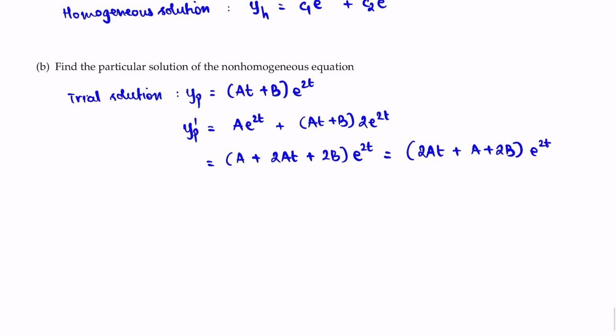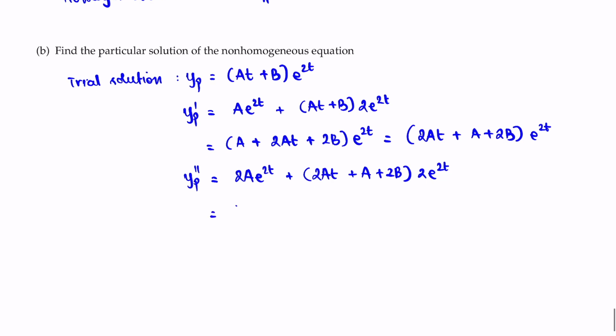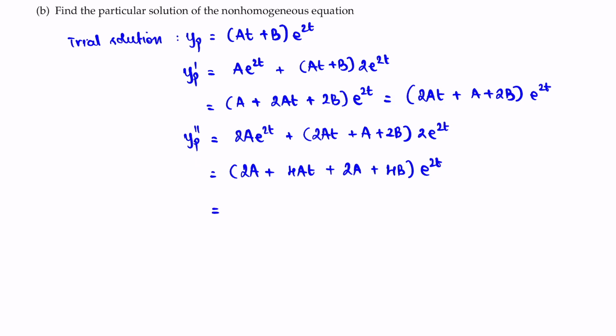And then for the second derivative, yp double prime is going to be 2a times e to the 2t plus (2at plus a plus 2b) times 2 times e to the 2t. And again, you take e to the 2t as a common factor. You're left with (2a plus 4at plus 2a plus 4b) times e to the 2t, or you have (4at plus 4a plus 4b) times e to the 2t.